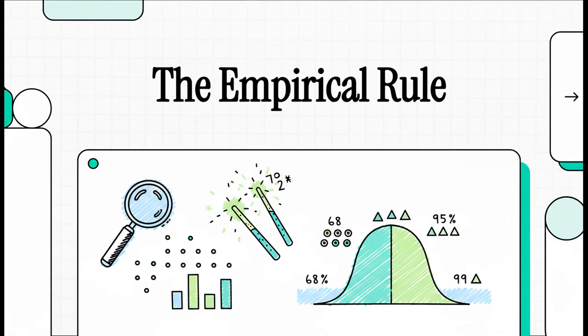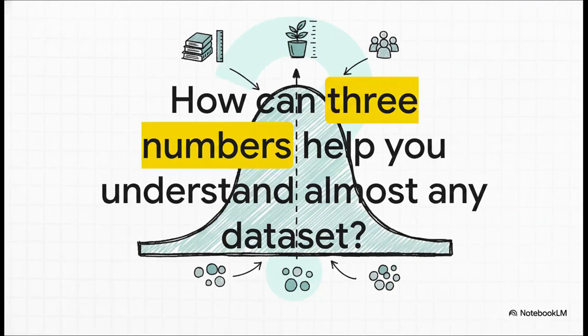Hey everyone, today we're going to break down a super powerful shortcut in statistics that helps make sense of pretty much everything around you. It's called the empirical rule, and you'll be amazed at how three simple numbers can give you so much information. Let's jump right in. I know, it sounds a little too good to be true, right? How in the world can just three numbers explain everything from exam scores to the heights of trees? Well, that's exactly what we're about to find out.